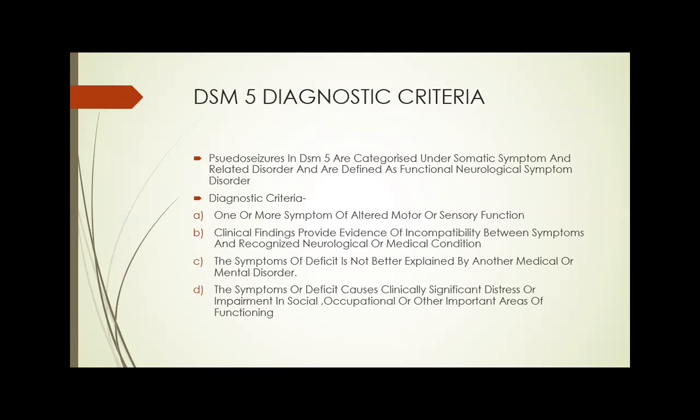Now, DSM-5 diagnostic criteria for pseudoseizure. Pseudoseizure in DSM-5 is categorized under somatic symptoms and related disorders and is defined as functional neurological symptom disorder. Now, diagnostic criteria according to DSM-5 include one or more symptoms of altered motor or sensory function. Clinical findings provide evidence of incompatibility between symptoms and a recognized neurological or medical condition. The symptoms or deficit are not better explained by another medical or mental disorder. The symptoms or deficit cause clinically significant distress or impairment in social, occupational, or other important areas of function.